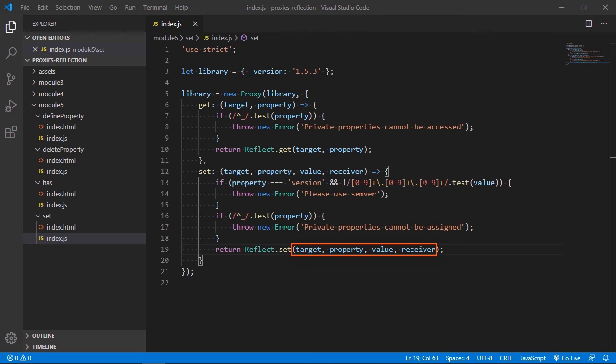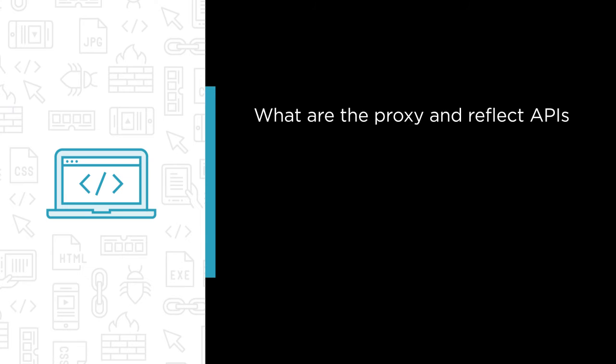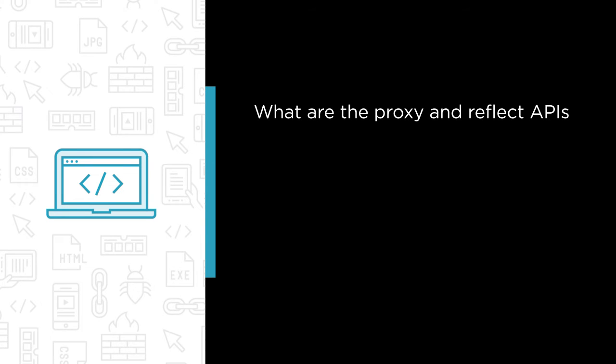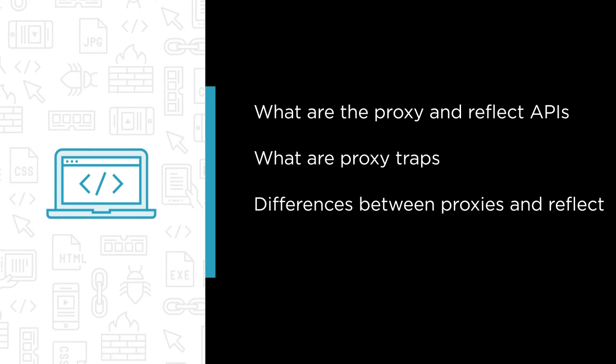In this course we are going to cover the Proxy and Reflect APIs in detail to see how they can be used and what practical applications they might have. Some of the major topics that we will cover include: what are the Proxy and Reflect APIs? What are proxy traps and how can we use them? The differences between proxies and Reflect. When we should use Reflect.